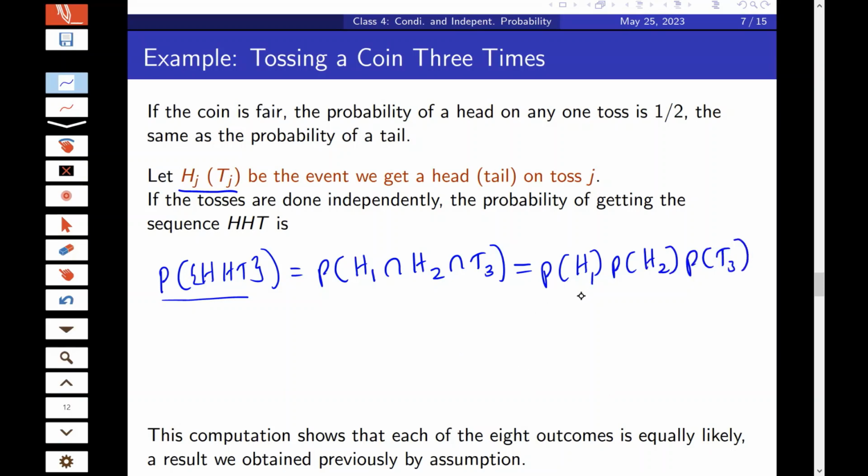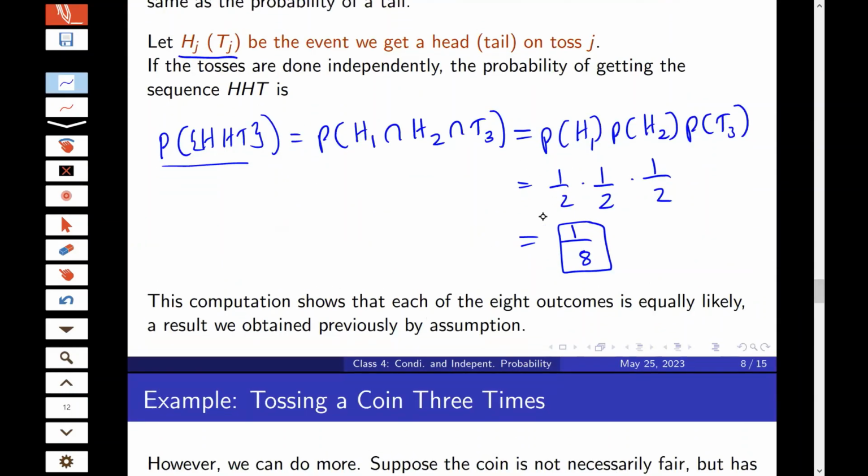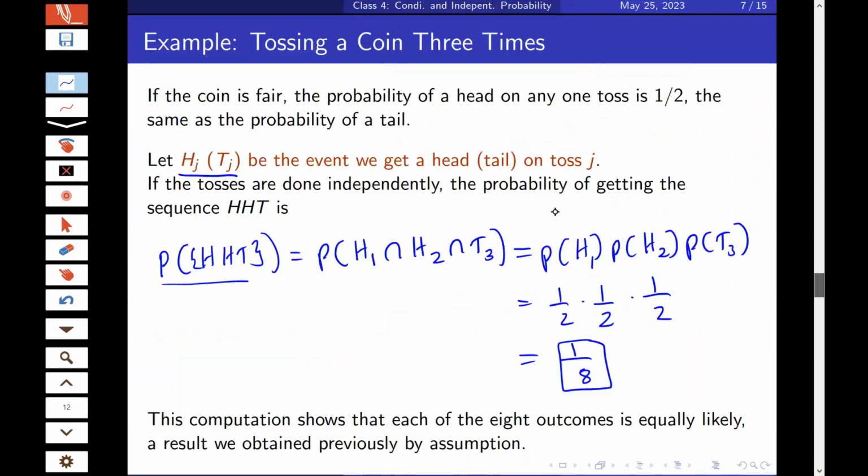Now, this is the probability of getting head in the first trial, so that is 1/2. The probability of getting head in the second trial is still 1/2, because this is a fair coin. And the probability of getting tail on the third trial is 1/2. So altogether it is 1/8. So without writing down the entire sample space, we can calculate the probability of getting head, head, tail by using the idea of independence.